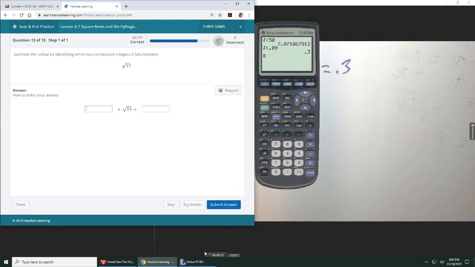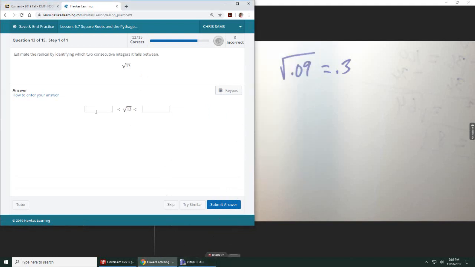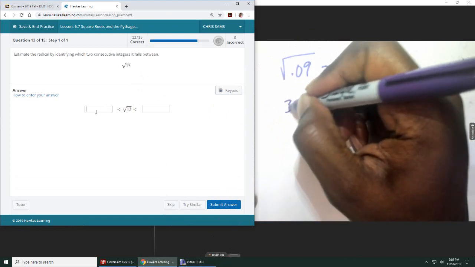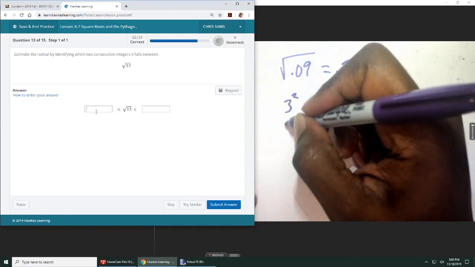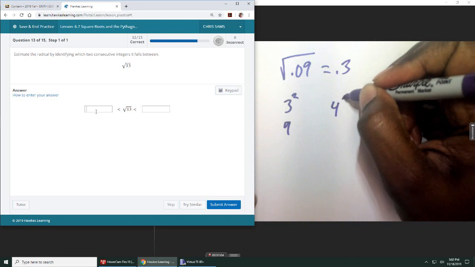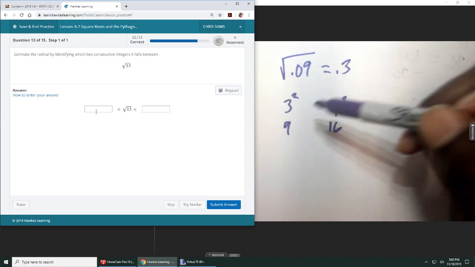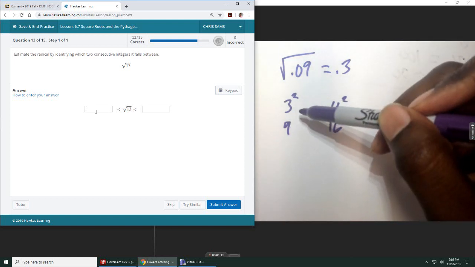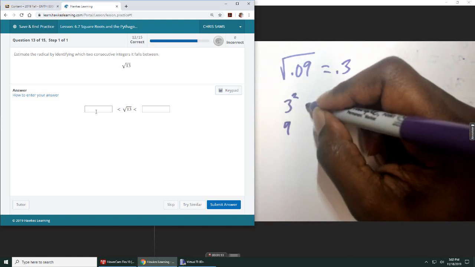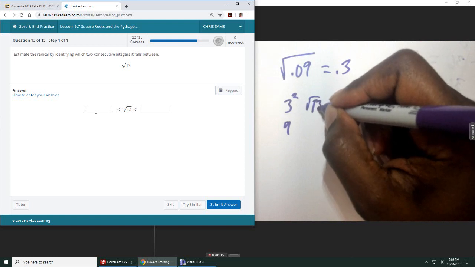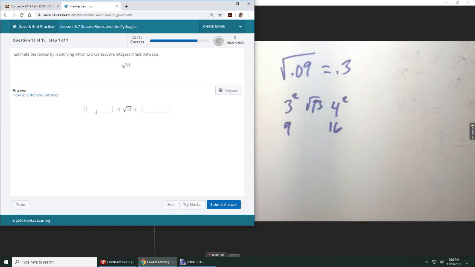And then here we want to know which 2 numbers 13 is between. So if you do perfect squares, 3 squared will give you 9, and then 4 squared will give you 16. Okay, so I know that the square root of 13 is somewhere between 9 and 16. So it's going to be between the whole numbers. What integers does it fall between? That's going to be 3 and 4.